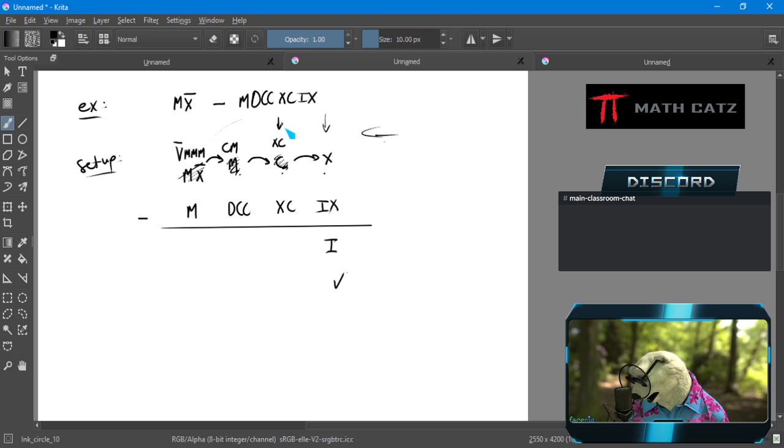Moving on to the tens column, I have 90. I'm subtracting 90. I have nothing. Blank space. There is no zero symbol.